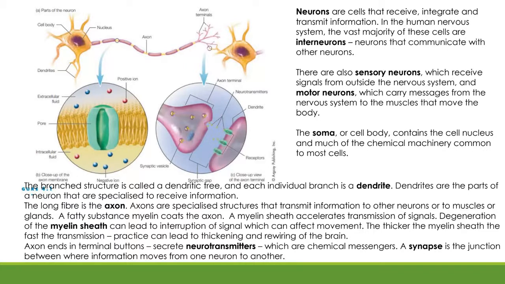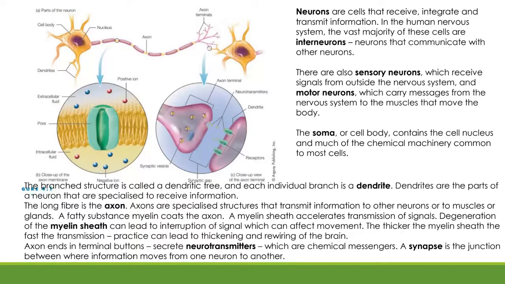And that insulates the axon, and it means that the impulses that travel down the axon, if it's all insulated in myelin, travel faster. So the information comes in through the dendrite receptors, and then it travels down the axon, which can be bound in a myelin sheath, which speeds up the transmission of that information. And the thicker the myelin sheath, the faster the transmission.